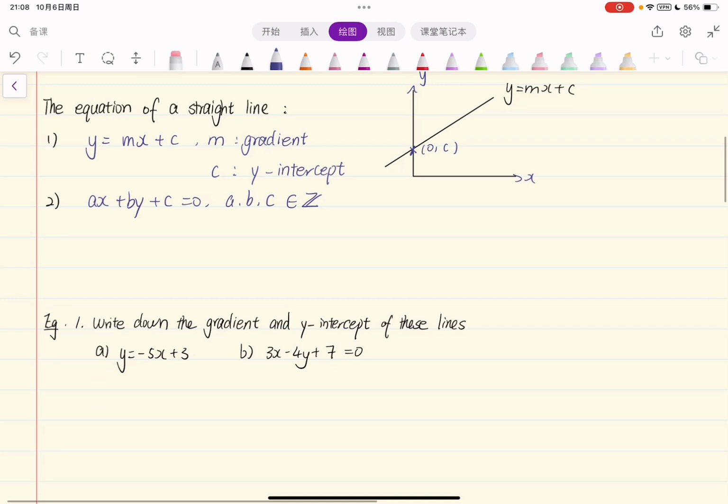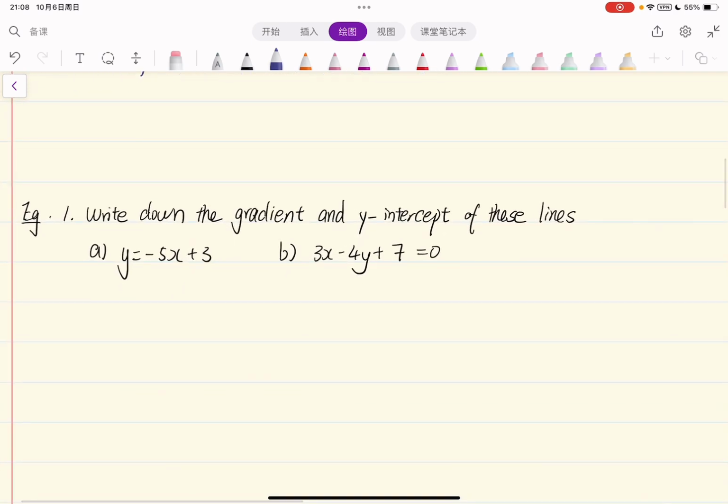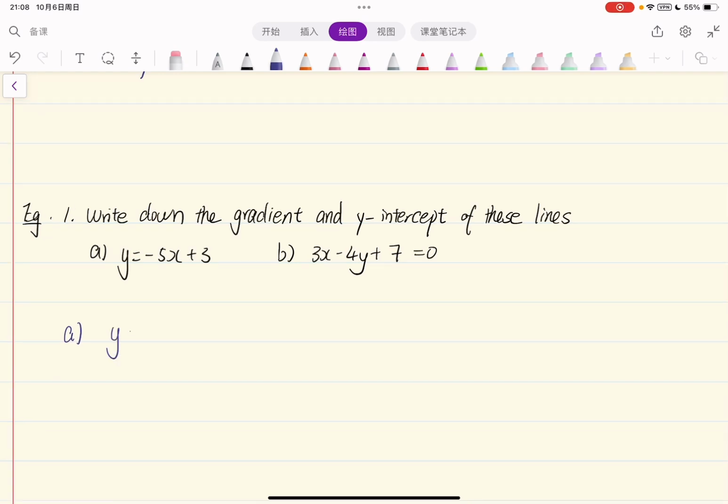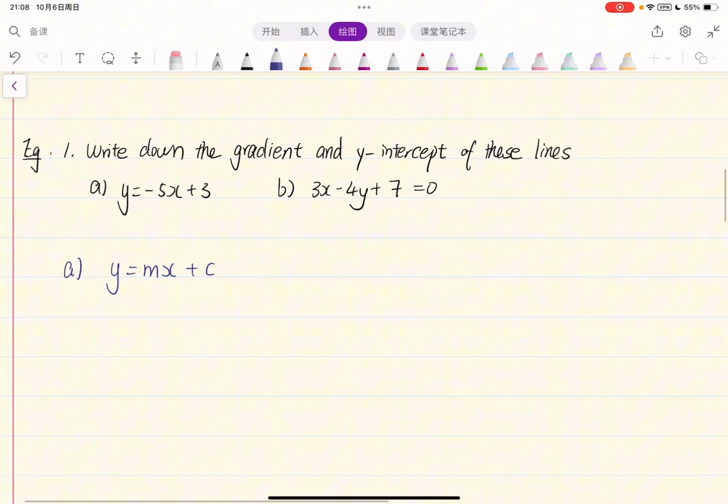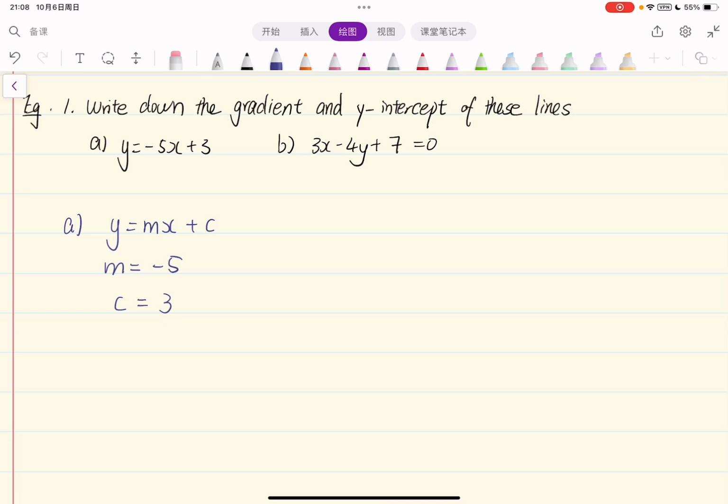Let's do some examples. For the first one, write down the gradient and the y-intercept of these lines. For part A, we have y equals -5x plus 3. This equation is in the form y equals mx plus c. Then we can see that m equals -5 and c equals 3. So the gradient is -5 and the y-intercept is (0, 3).